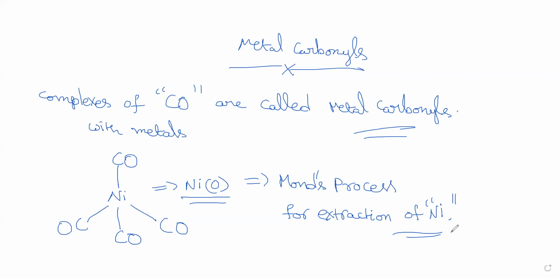For the extraction of nickel, what is the thing required? This is the nickel carbonyl, the first structure, a tetrahedral structure. Okay? This is the first one. Next one.